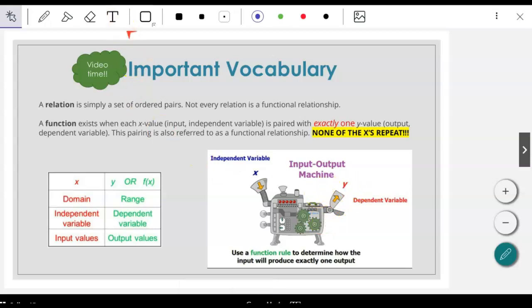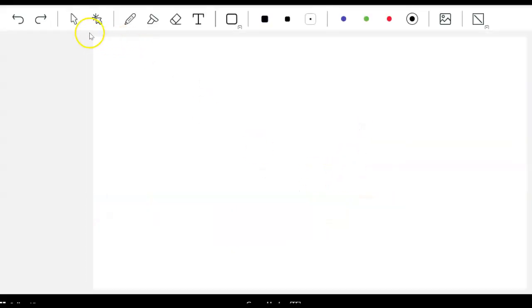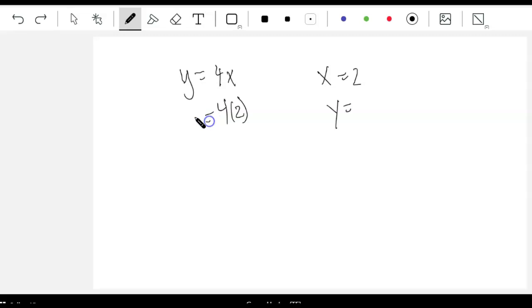Okay, so basically what that's saying, let me just put a whiteboard up here real quick. If we had an equation that looks like this, y is equal to 4x. Okay, and if I told you that x is equal to 2, what would y be? So you would just plug in the 2 for the x. So y is 8. Okay, so the 2 is the x value, the 8 is the y value.